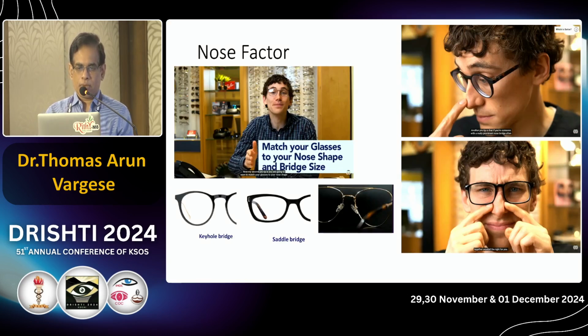Some people, well, the majority of people actually, have a slight bend in the nose, and so some frames just do not sit. The different types of bridges are the keyhole bridge, the saddle bridge, and sometimes if it's a marked deviation in the nose, then ideally you should have a frame with a nose pad which can be adjusted to balance the problem.